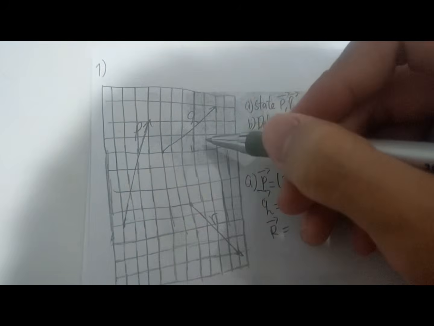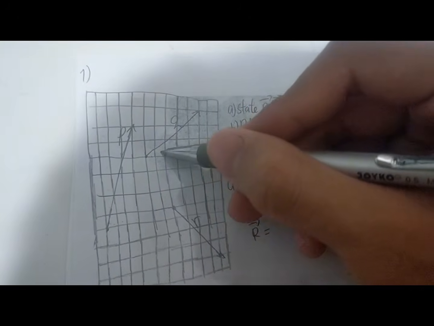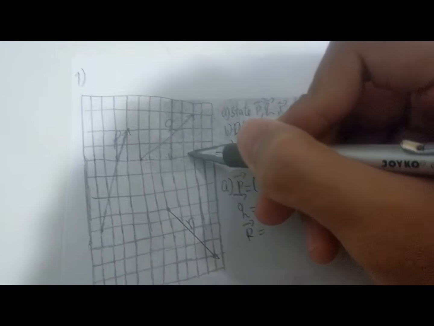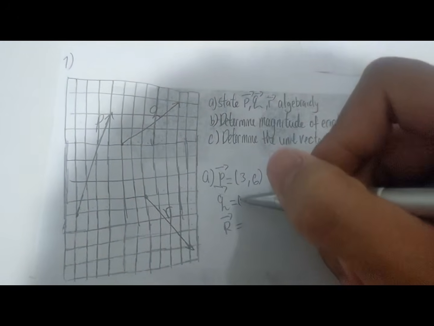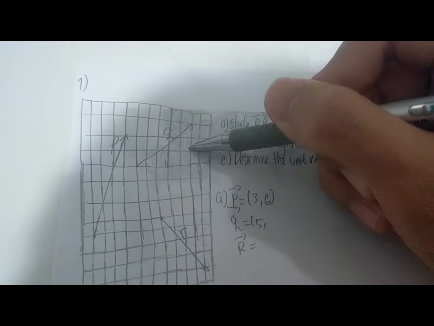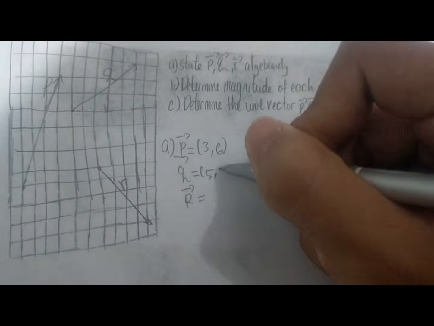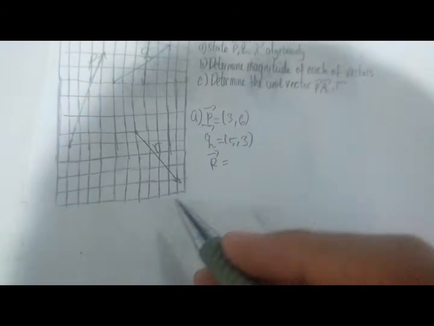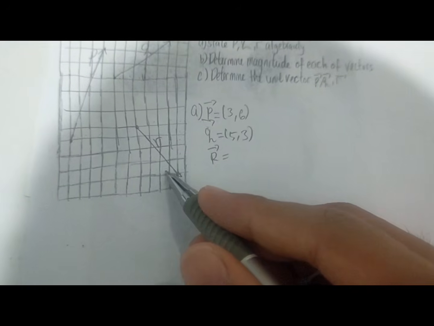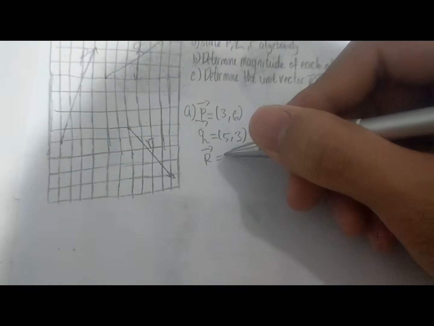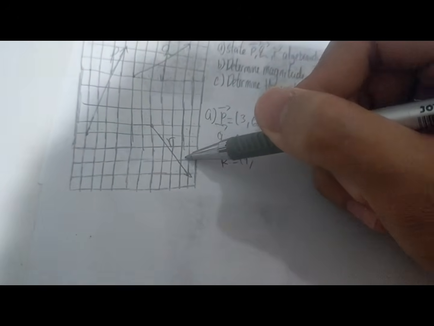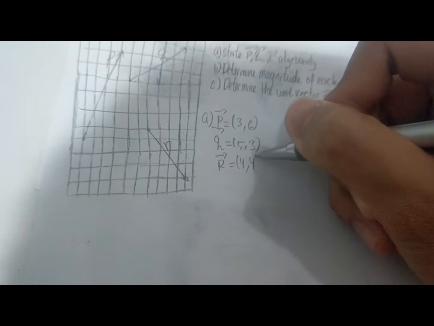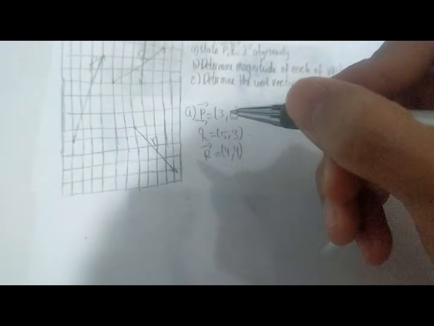Okay, Q, the x is 1, 2, 3, 4, 5. The x is 5 and the y is 1, 2, and 3. The y is 3. Next one is R. Count the x: 1, 2, 3, 4. Here it is 4. Count the height: 1, 2, 3, 4. So 4 by 4. Okay, this A is easy.